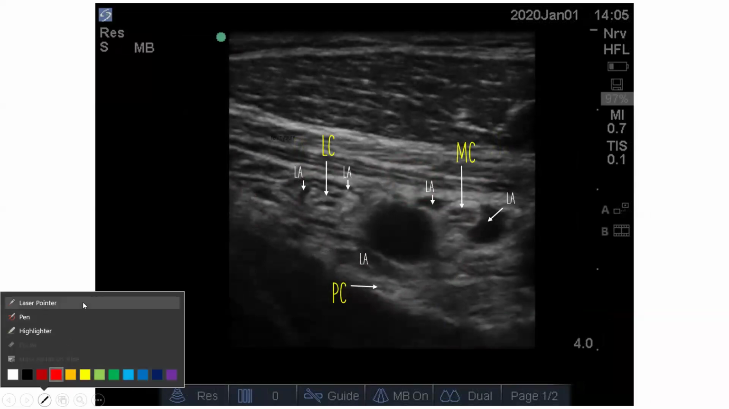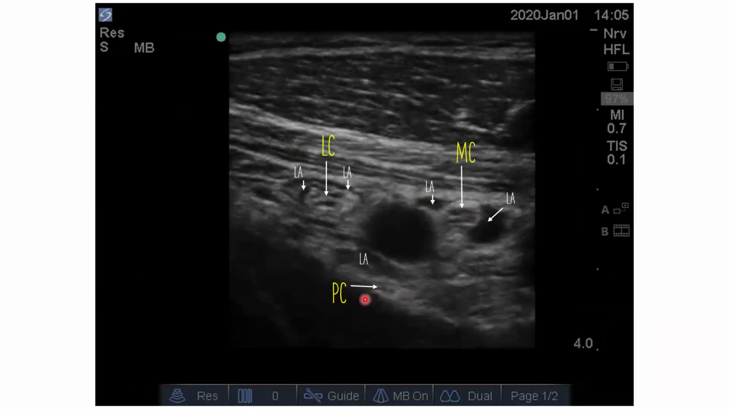So again, this is the final picture where you get the posterior cord, the local anesthetic here. You get the medial cord, you get the local anesthetic going around it. You get the local anesthetic going around the lateral cord, and you don't find any other volume of local anesthetic.